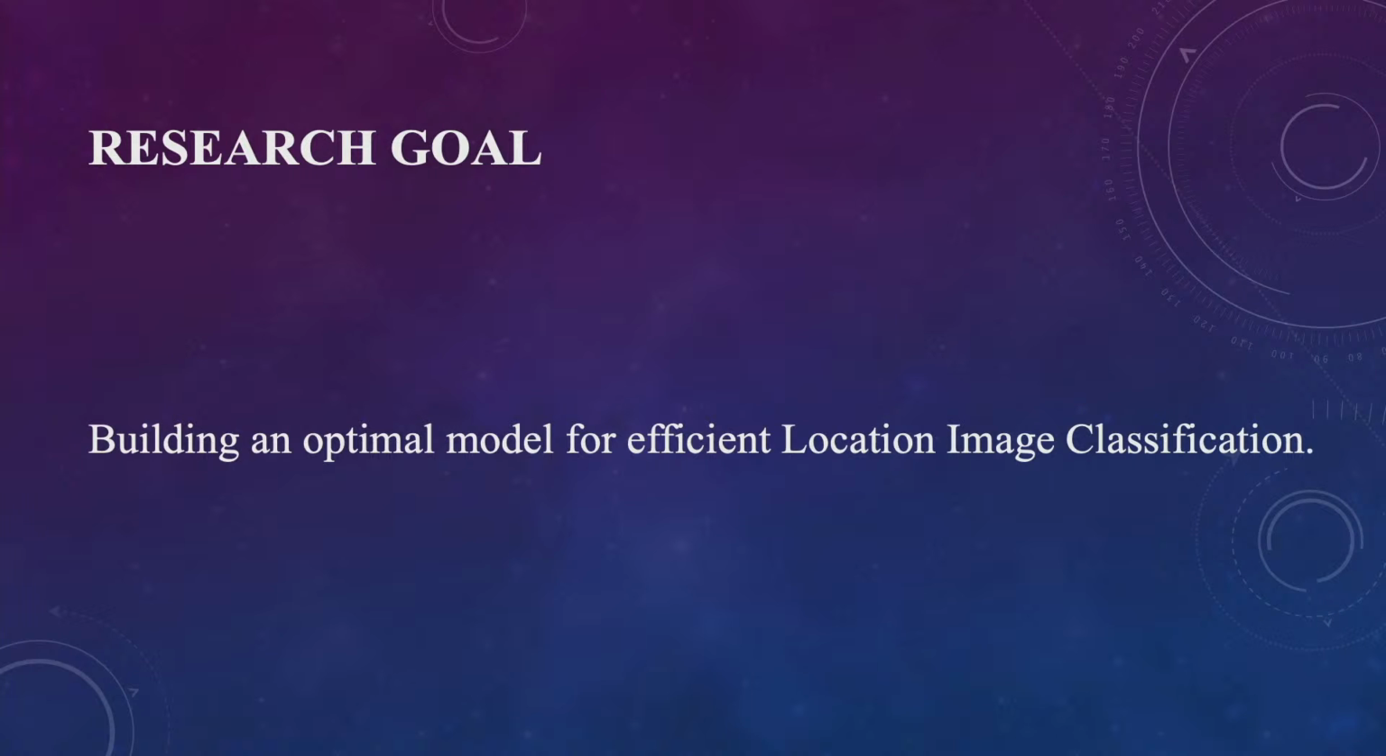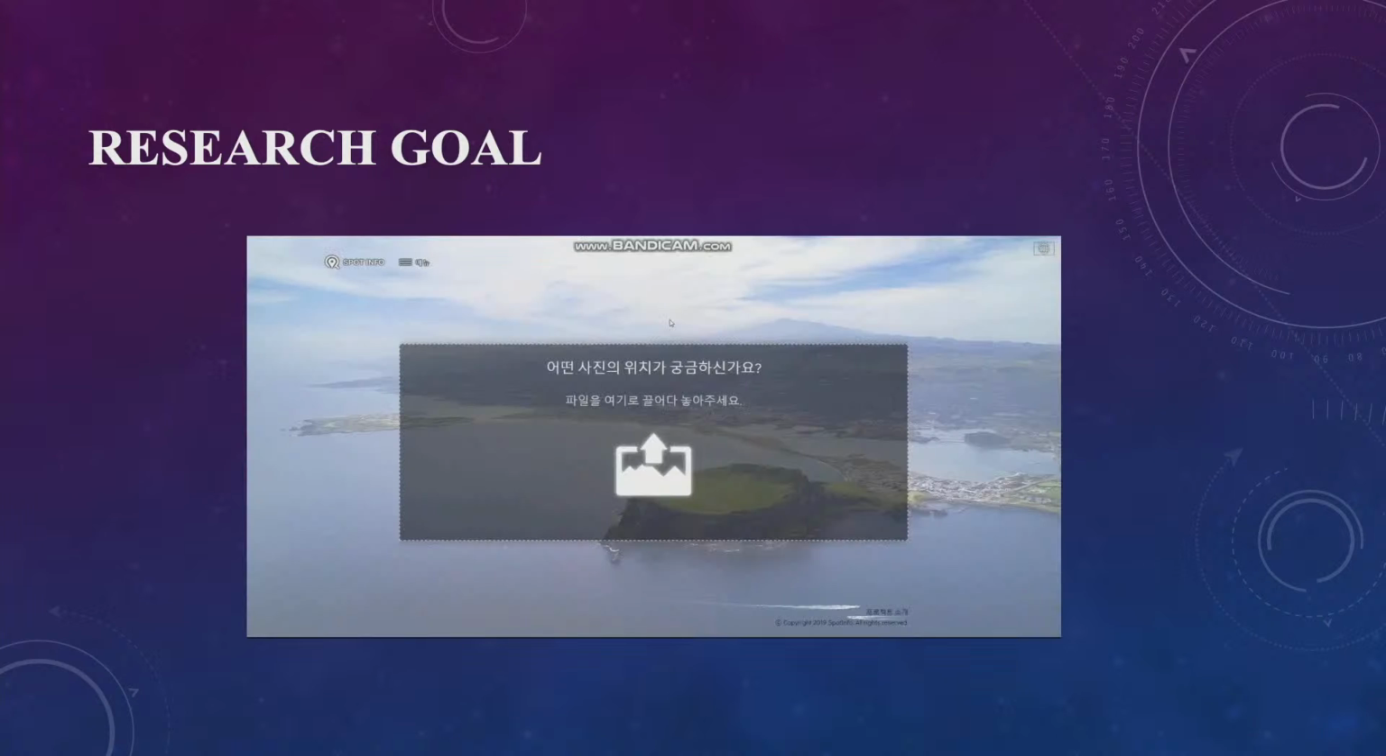My group's research goal is to build an optimal model for efficient location image classification. Especially, we are aiming to classify the images for tourism attraction sites. And ultimately, my research group is looking forward to create a service model website by which the users can get the classification results of their input location images.